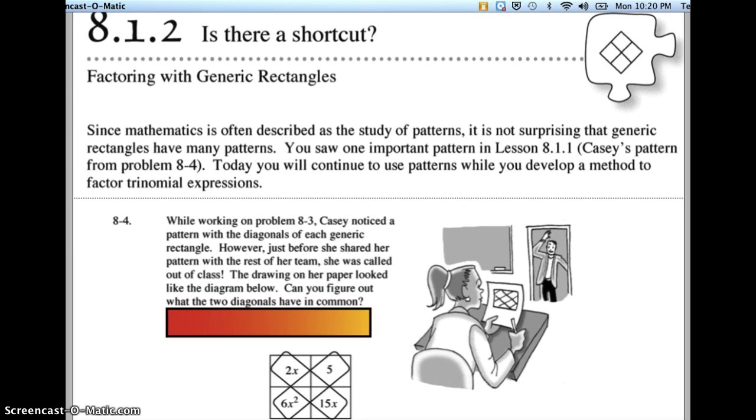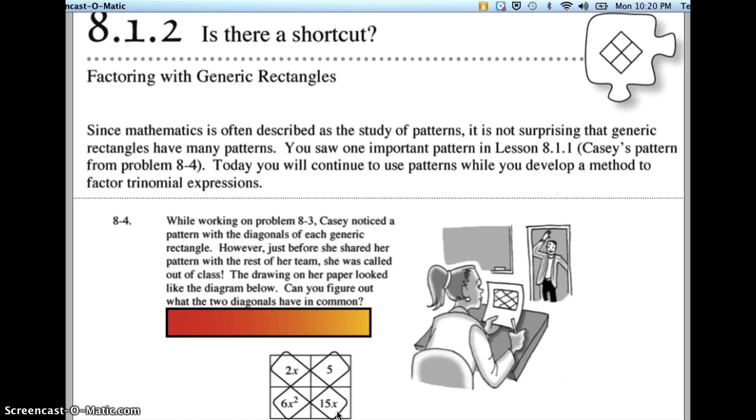problem, or 8.1.2. Now, the pattern that they came up with here, they have 2x and 15x. There's a relationship between those two numbers and 5 and 6x squared. And the relationship between them is their products are the same. What that means is 6x squared times 5 is 30x squared, and 2x times 15x is also 30x squared.